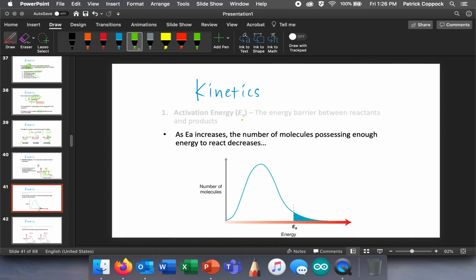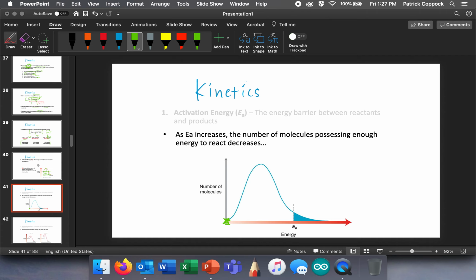All right, now, as the activation energy increases, the number of molecules possessing enough energy to react decreases. You may recall, depending on your treatment of Gen Chem 2, that the amount of energy particles have is not uniform, right? It follows a Boltzmann distribution, which is what we have here. This is a Boltzmann distribution: the number of molecules that have a particular amount of energy. It's not exactly normal because you can't have less than 0 energy, right?